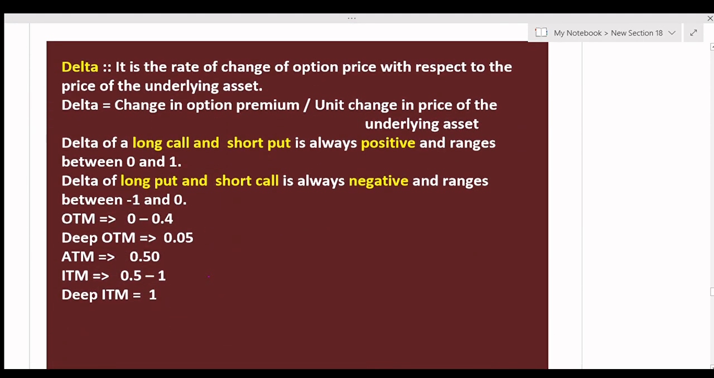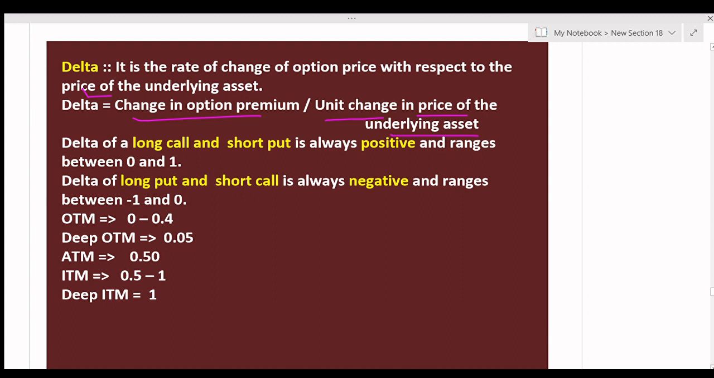Now come to delta. It is the rate of change of option price with respect to the price of the underlying asset. That is, if the spot price increases or decreases, then the option price, that is the premium, will also change, and that will be determined by the delta. Delta is equal to the change in option premium per unit change in the price of the underlying asset.